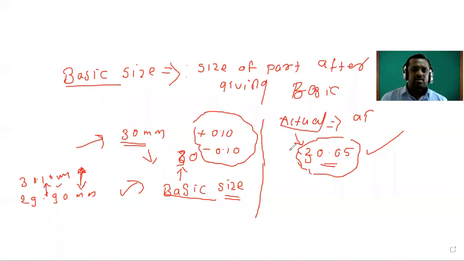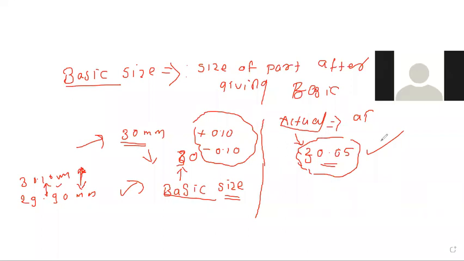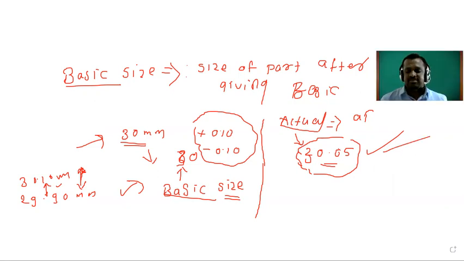Okay, so understood. Basic size means when we apply the upper limit and lower limit to a size, it becomes the basic size. After the production, whatever actual size comes, that actual size should be between that range. It is called the actual size, meaning the size of the part after production, whatever size it shows. Okay, so understood? Yes, sir.